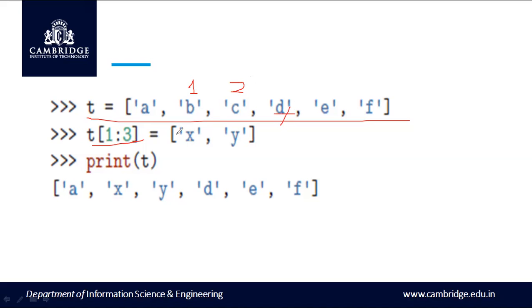So 1 and 2. What we are going to do is replace these two items with X and Y. So you can reassign the list here. When we print this particular list, you can see B and C being replaced by X and Y. So you can see A, B, C, D, E, F being replaced by A, X, Y, D, E, F. So that is, lists are mutable. This is an example to demonstrate the mutability of lists.